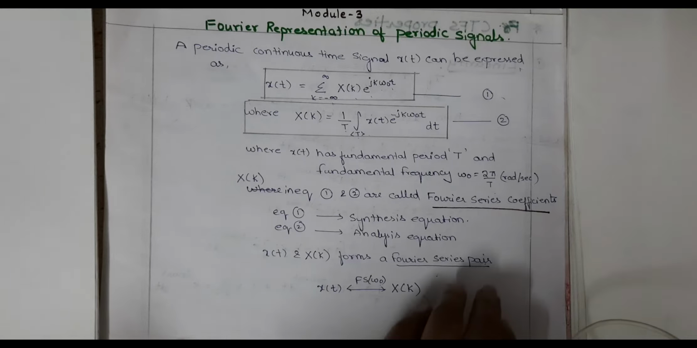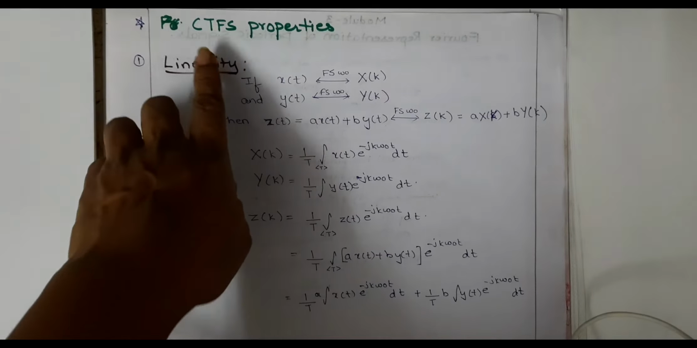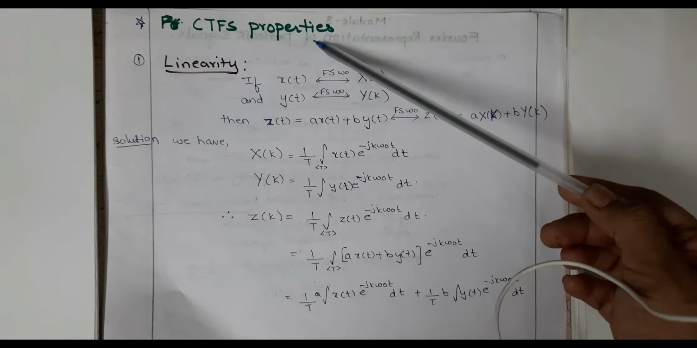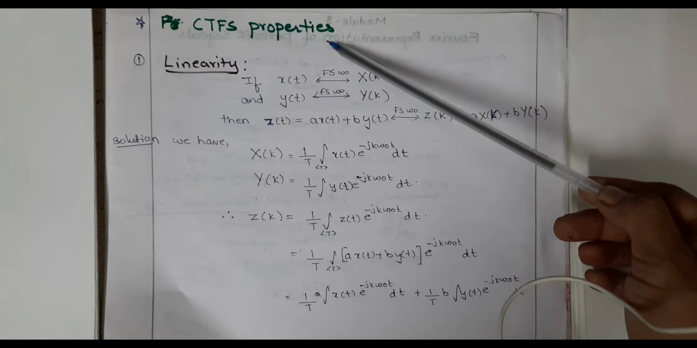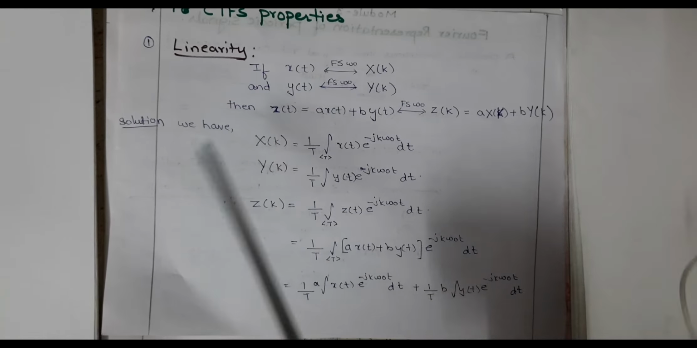Now let us start the properties, some properties of CTFS. CTFS is continuous time Fourier series properties. This is for periodic signals. For your syllabus, you have only periodic signals.